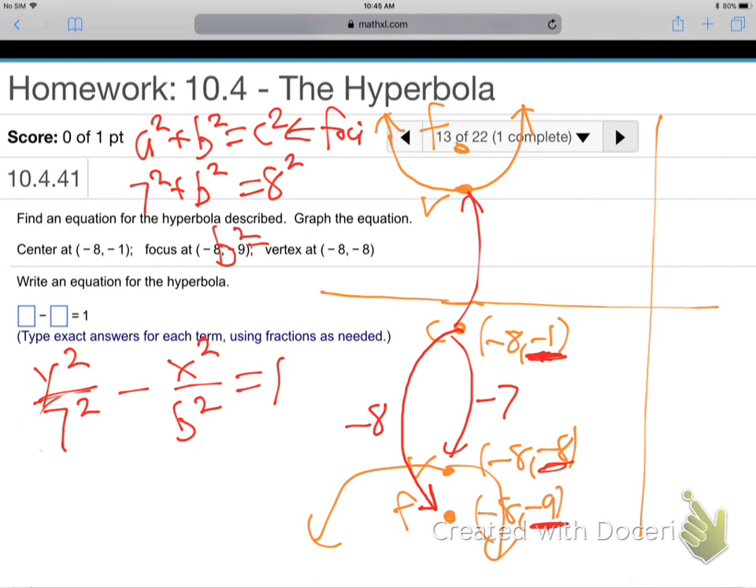So b squared is what? 64 minus 49. B squared is, what's that, 15? So we can just replace b squared with 15. We're done. We got the equation. B squared is 15, right? That's not 15 squared. That is b squared, right? So notice b is the root of 15, if you prefer. You know what I mean. I'll just leave a 15 there. And that's correct.